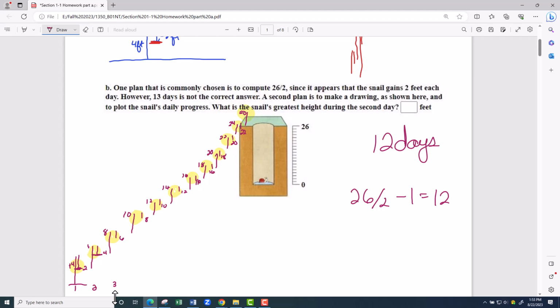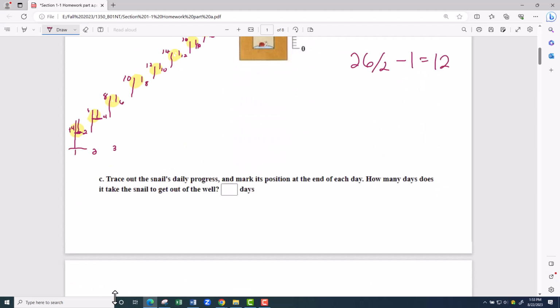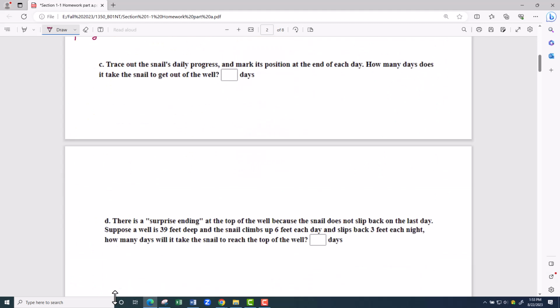This is one way of looking at things. And so we were able to get this to be 12 days. And think about this one. Now the well is 39 feet deep. We go up 6. We go down 3.